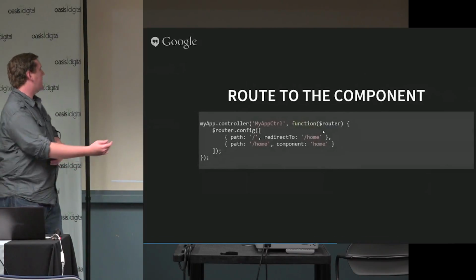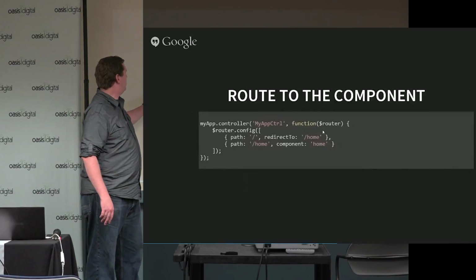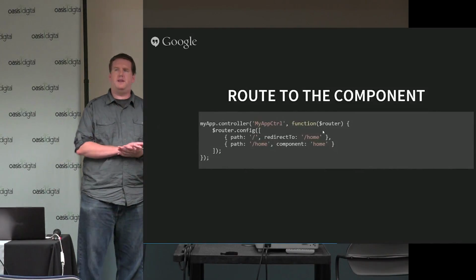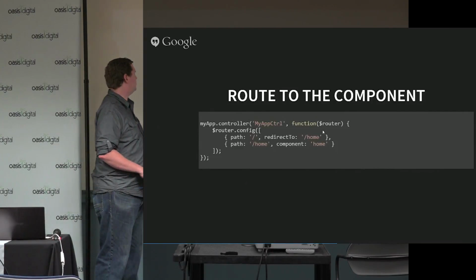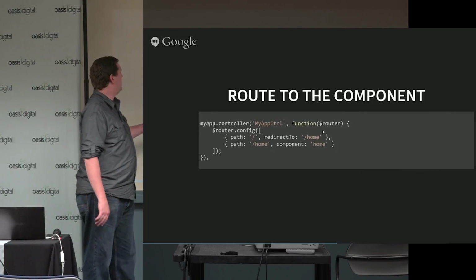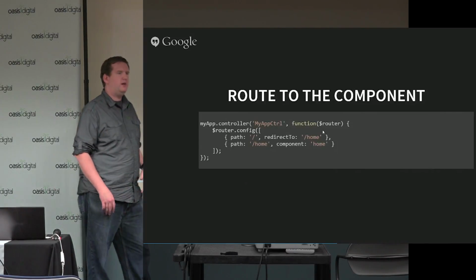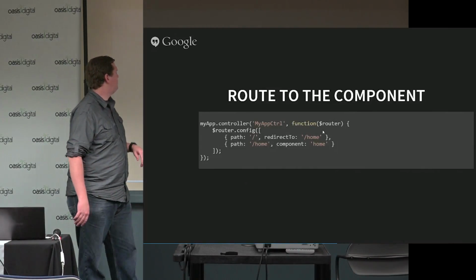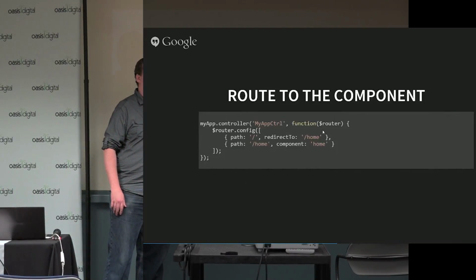All right. So let's route to this guy. Back in our application level controller, we're going to call $router.config, and that accepts an array of the routes that we're going to try and navigate to. You kind of see a little bit of a similar syntax to the configuration blocks before. We supply a path, and in this case, I want slash to redirect to the only component I have. So it redirects to the /home path. Likewise, the /home path is associated with the home controller or home component.